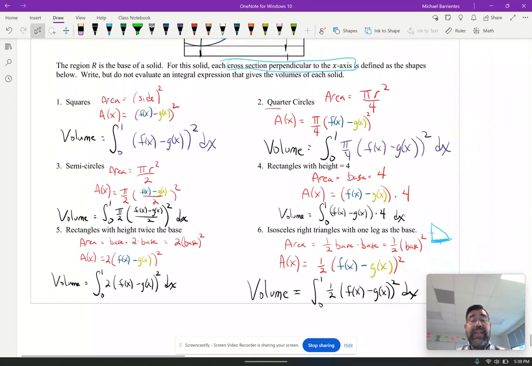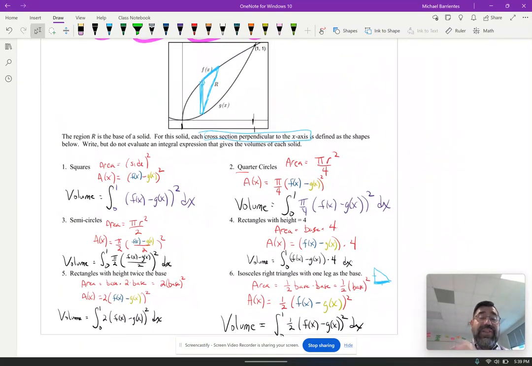Look at all the differences. Even though we're using the same base shape, the region doesn't change. What changes is the expression, is the slice. And because I'm using a different slice, I'm going to use a different area formula. And that's why I have all these different volume integral setups that look similar, but they're not, because it depends on that slice that we take. That's volume by cross sections. It's a pretty graspable idea. I feel if you follow the process, you can't go wrong.